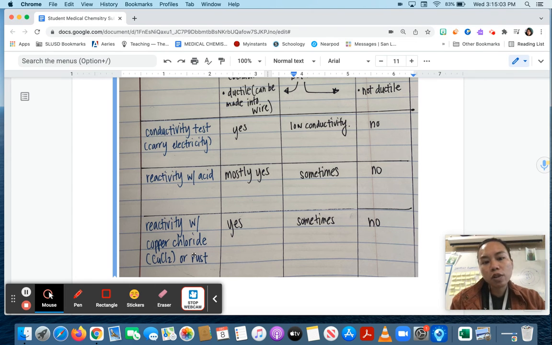And then the fourth and final test is to test if it reacts with copper chloride. Basically, when we add copper chloride to metals or nonmetals, it will show up as rust for metals only.